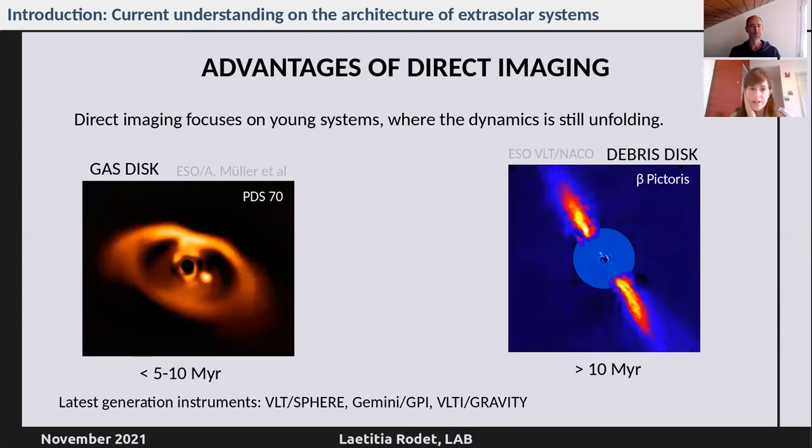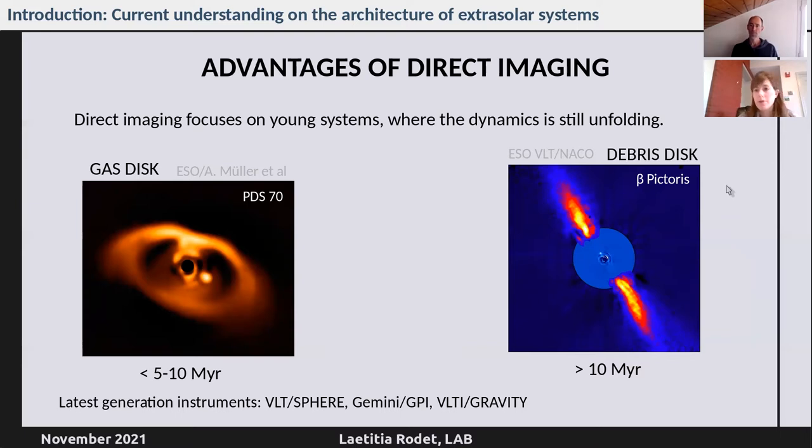One of the advantages of direct imaging is that it focuses on young systems, where the dynamics might still be unfolding. Some dynamical mechanisms take millions of orbits to develop, and this is typically the age of the systems that we observe with direct imaging. Related to that, young systems also have brighter disks. This can be a gaseous disk, the protoplanetary disk that has not yet dissipated if the system is young enough, like in PDS 70, which is the only confirmed system where two planets are actually accreting. And on the right, you have a case with a nice debris disk.